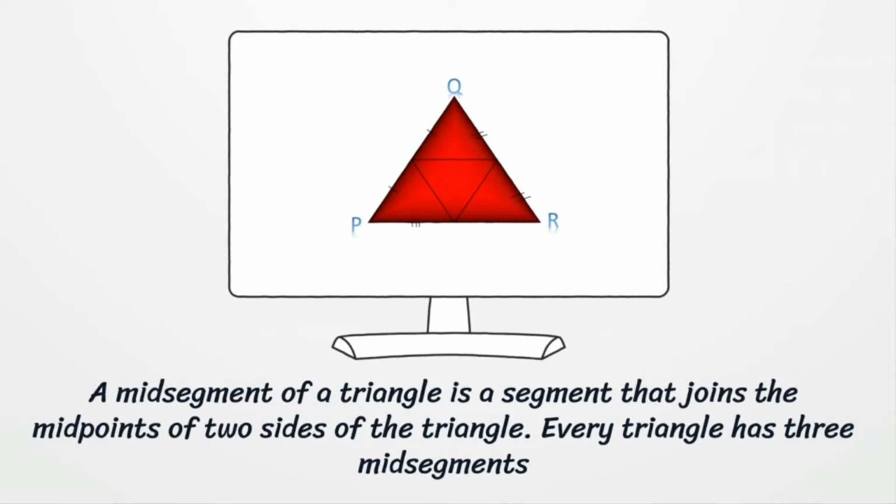As we see here, triangle PQR. X is the midpoint of PQ, Y is the midpoint of PR, Z is the midpoint of QR. XZ is a midsegment. XY is a midsegment. YZ is a midsegment. Triangle XYZ is a midsegment triangle.